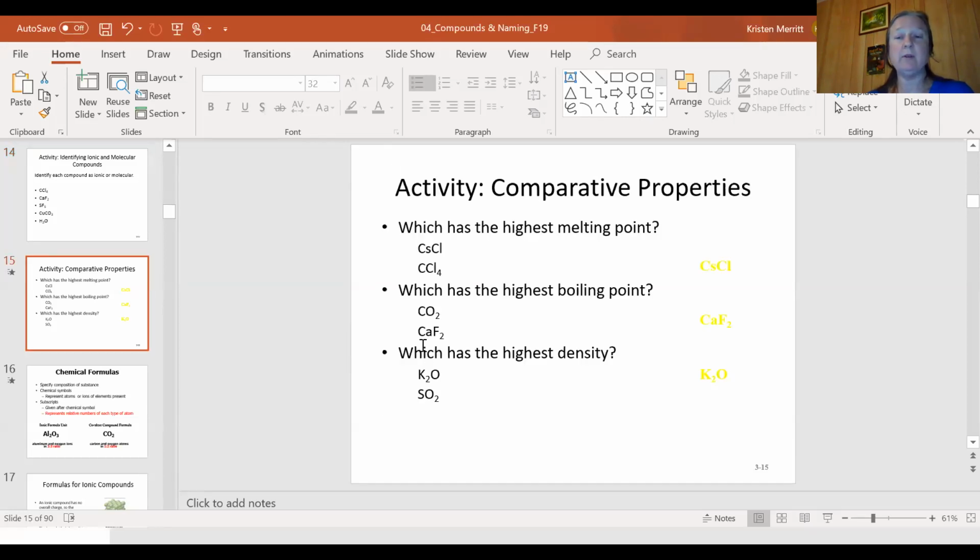And then go over this slide. The answers are there, pale yellow, but try to answer it yourself without looking at the pale yellow. Okay, I'm going to stop here. So this is the end of part 1, lecture 5, and the next section will start going into chemical formulas.